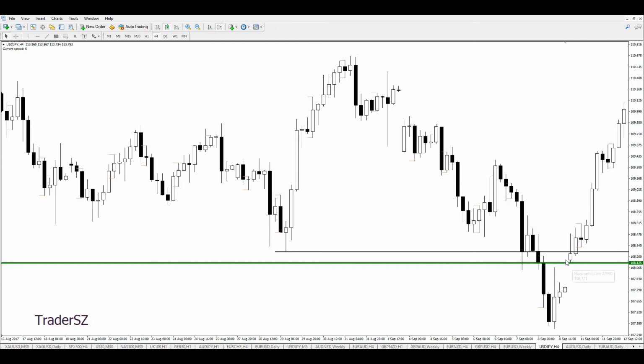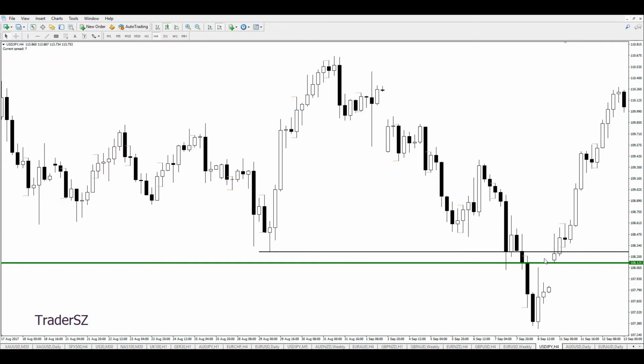My entry would be valid, and could have been as soon as it gets back above this SR level here. It's broken above it. So here it's taken this out, this stick here, and then rejected. At that point, you could be thinking, okay, we're going to get a gap fill.